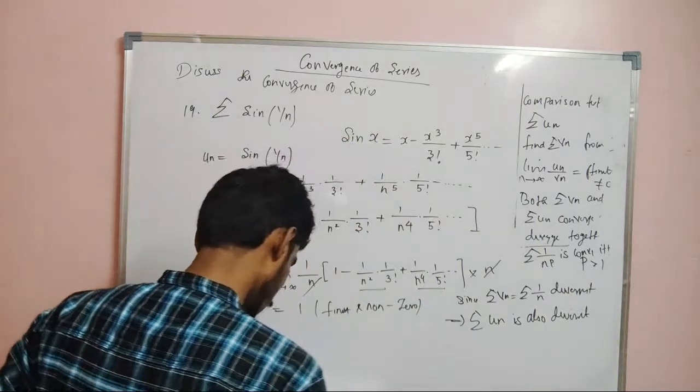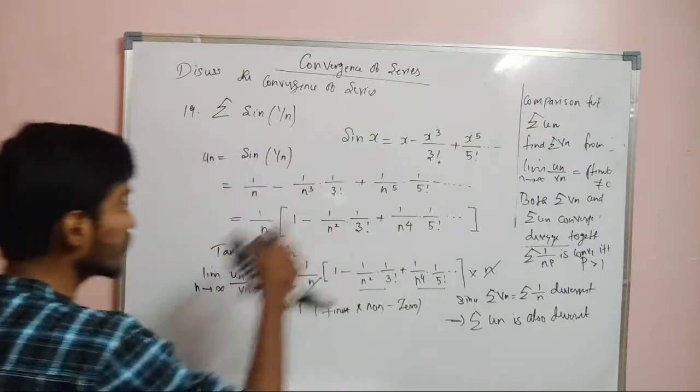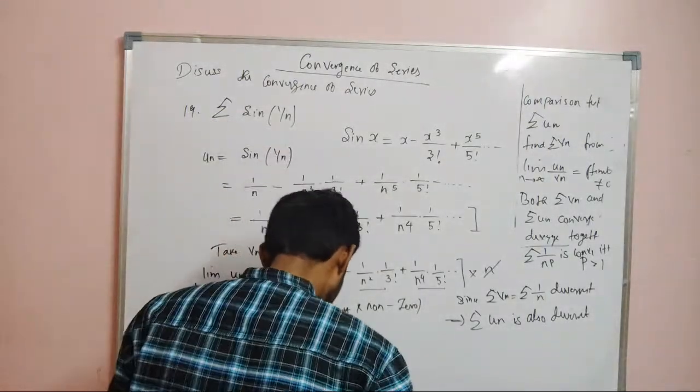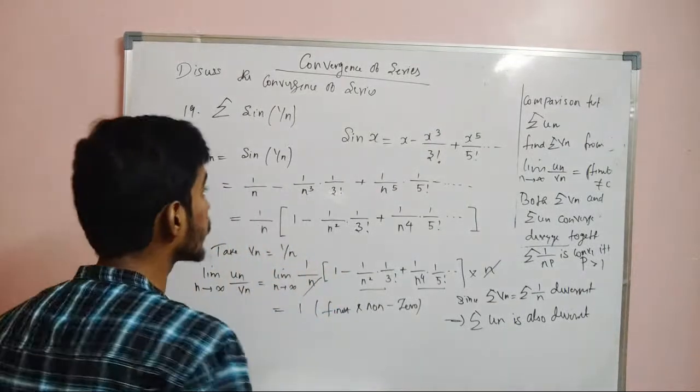So you just have to make use of the formula that sin x is x minus x cube by 3 factorial plus x power 5 by 5 factorial.